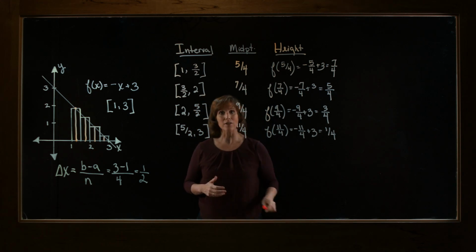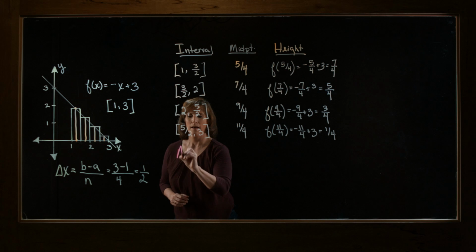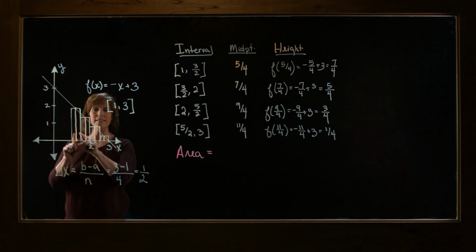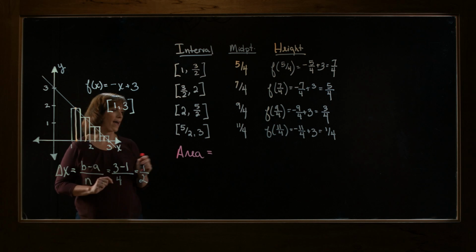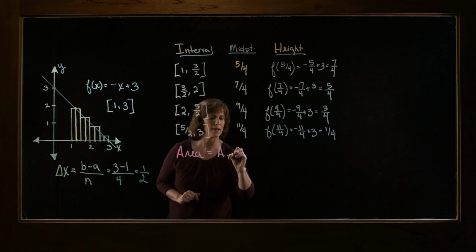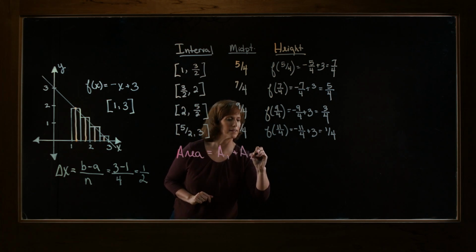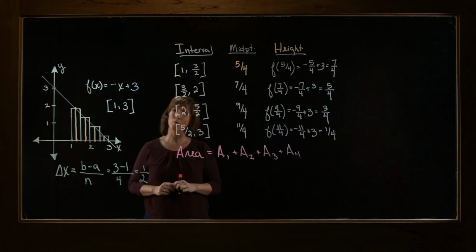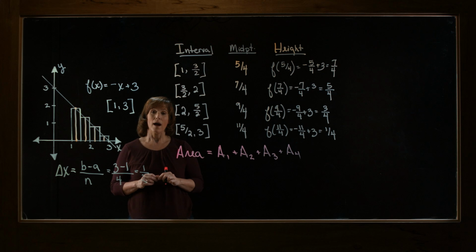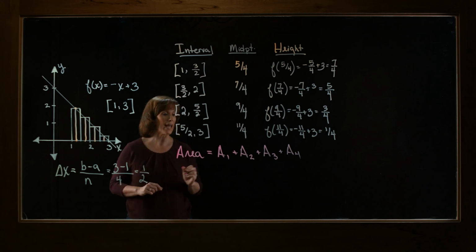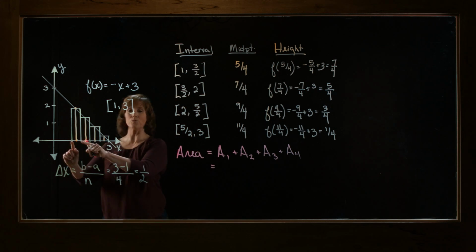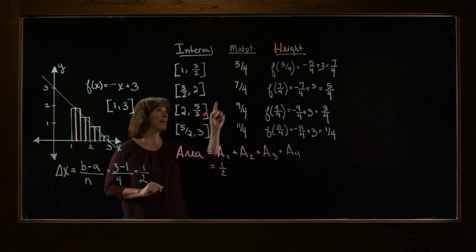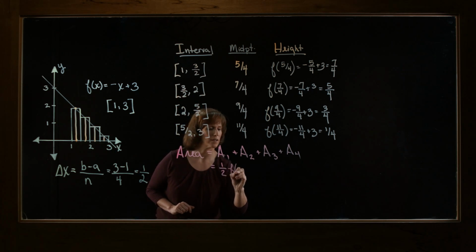Okay, we're ready to calculate the area now. Now, how do I find the area? Well, I'm going to take the sum of the area of the rectangles. So I'll have the area of the first rectangle plus the area of the second plus the area of the third and the area of the fourth rectangle. Now remember, an area of a rectangle is the width times its height. So for my first rectangle, the width is 1/2. And the height is f of 5/4.